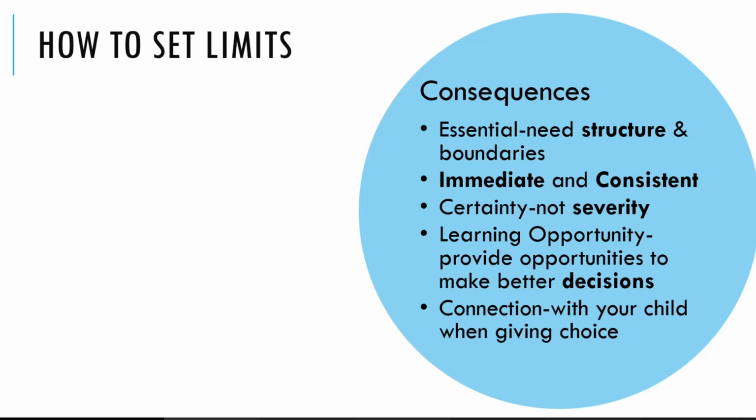Grounding a kid from their favorite things for weeks may be too severe and may increase other behaviors. It is important that the positive and negative consequences actually happen. So we want to make sure that the essential need, structure, and boundaries are there. Make that consequence immediate and consistent. We want to have certainty, not severity, of the consequence.